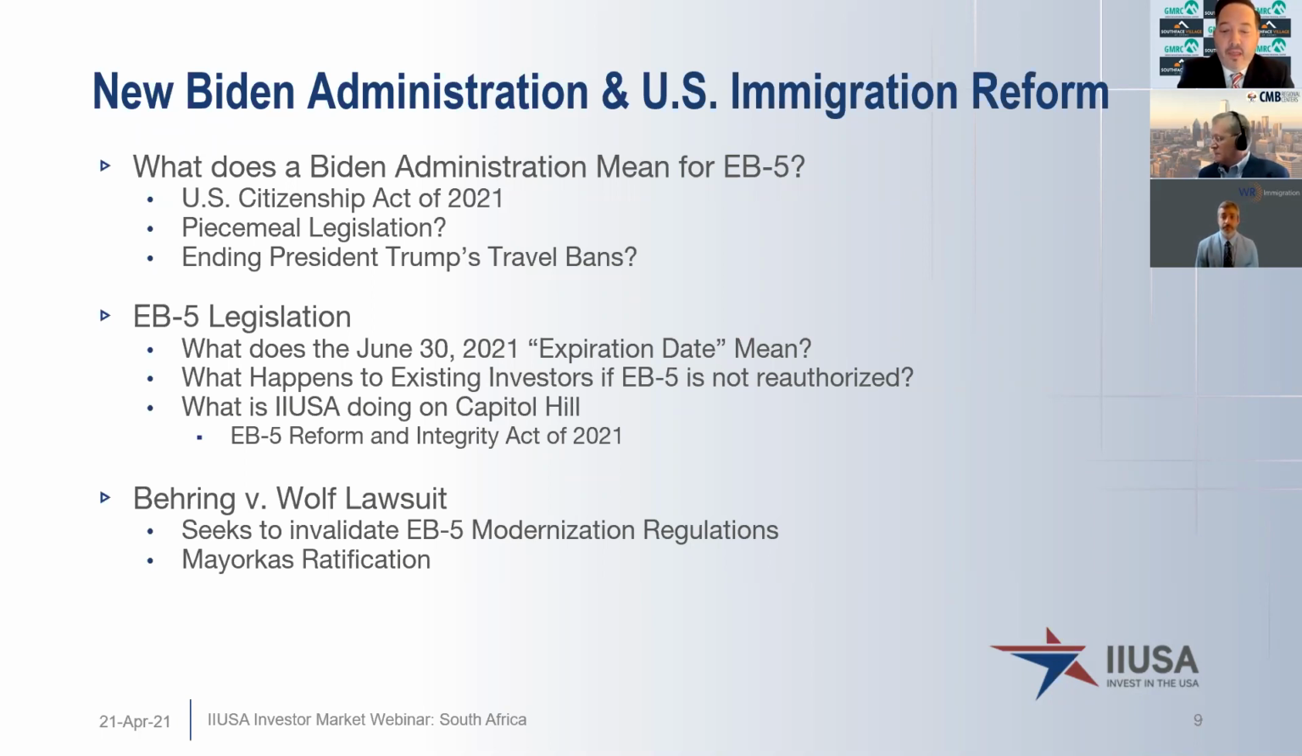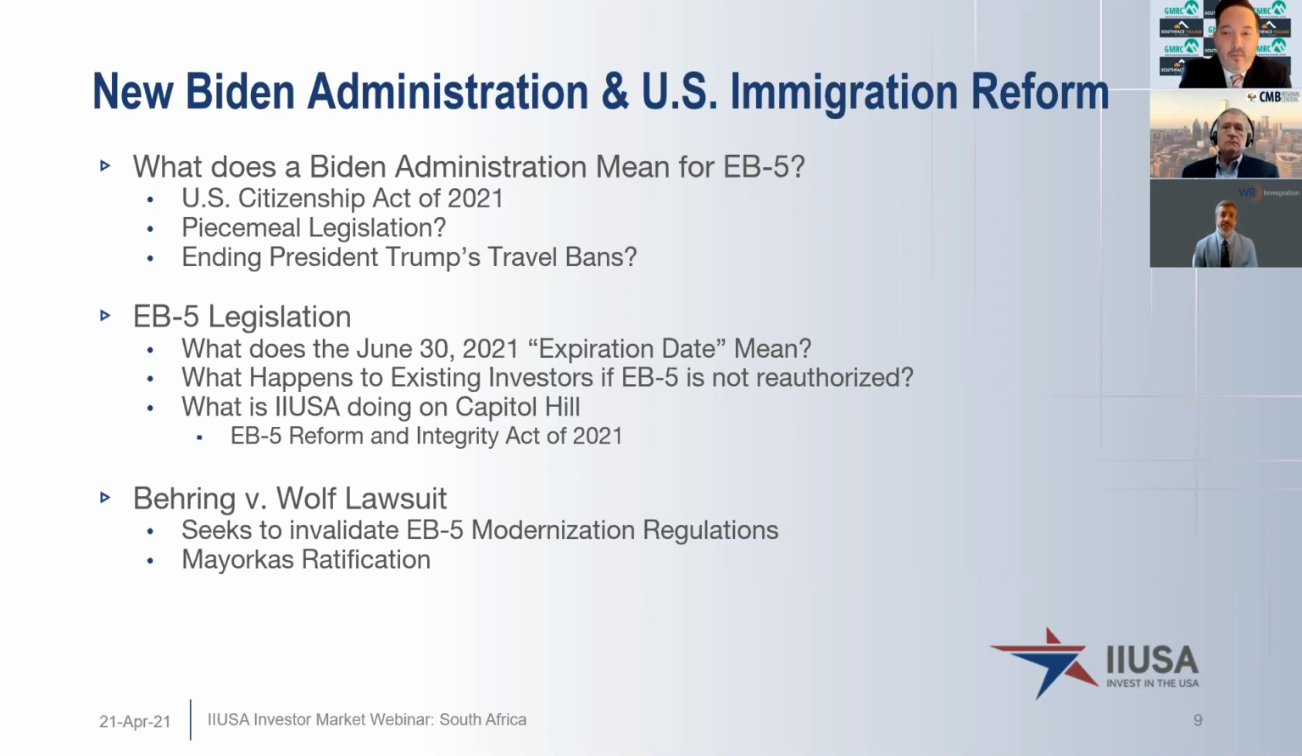And he has supported the U.S. Citizenship Act of 2021. And there's substantial sections of that act that work to clear the employment and family-based green card backlogs, which is vitally important to people that are looking to invest in EB5.